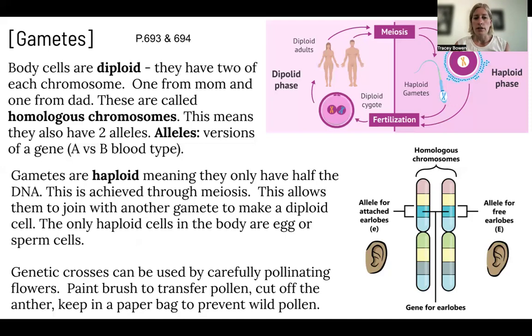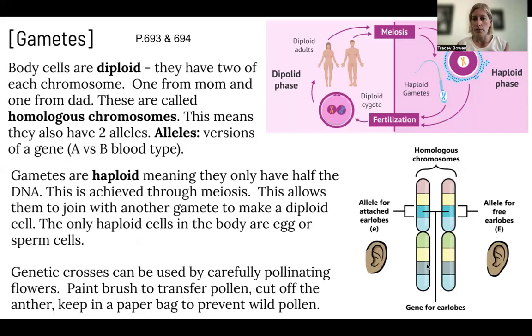So genetic crosses can be used to see this process by carefully pollinating flowers. And you can use like a paintbrush to transfer pollen, and then you keep the stigma in a paper bag to prevent wild pollen from getting on it. And that is exactly what Mendel did with his pea plants.